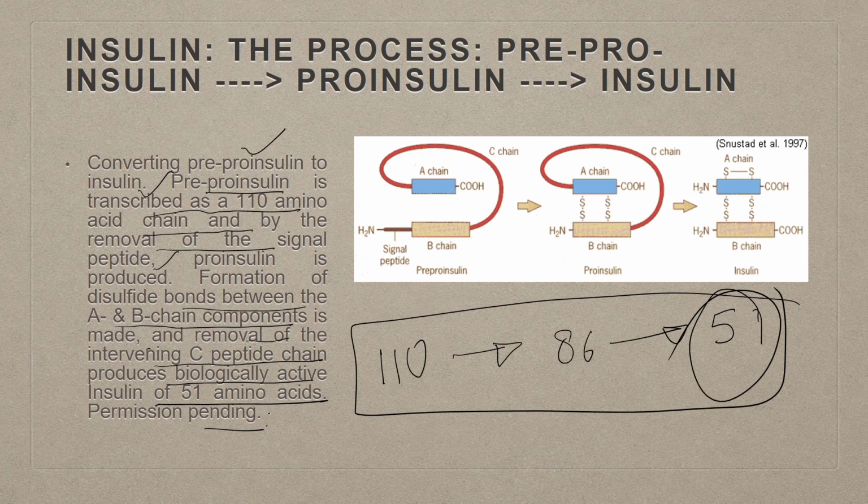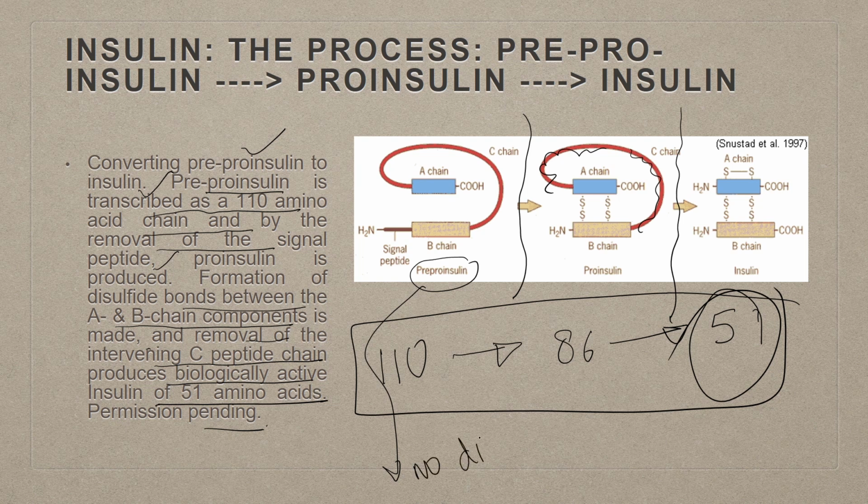Okay? So, this is how it looks like. So, this is your pre-proinsulin, this is your proinsulin. Now, what you have is, this part is removed, this C chain is removed, disulfide bonds are not here. So, at pre-proinsulin there are no disulfide linkages, followed by establishment of disulfide linkages, and here the removal of the C chain.